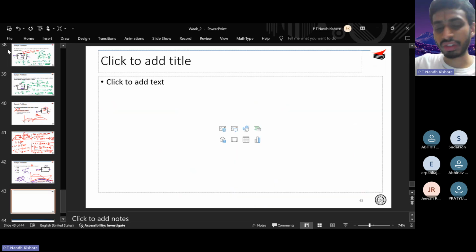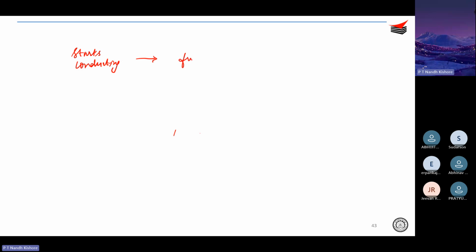So I'll just take a new slide and explain. For SCRs, it starts conducting from alpha, and stops conducting at an angle beta. It's called the extinction angle.